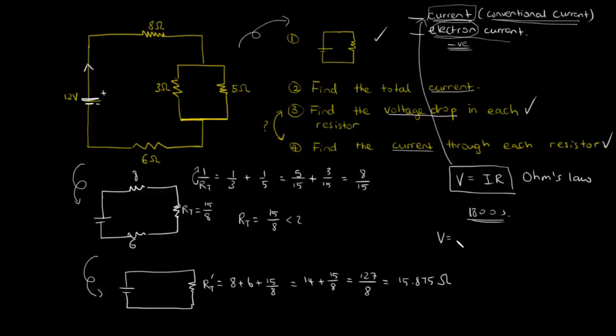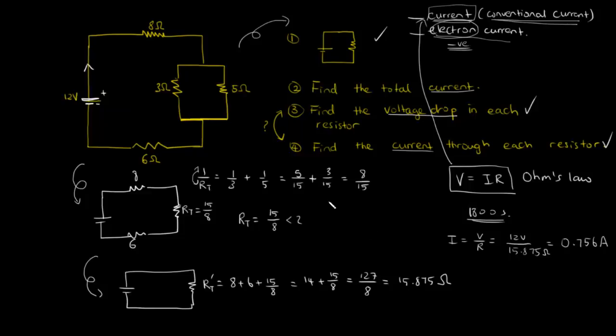So the voltage is equal to IR, and therefore I equals V over R, and V is equal to 12 volts. Let's divide that by 15.875, that's the resistance value. So 12 divided by the answer. I'm just going to do it in my calculator. So the total current is equal to about 0.756 if I round it up to the third decimal place, and that's amps.